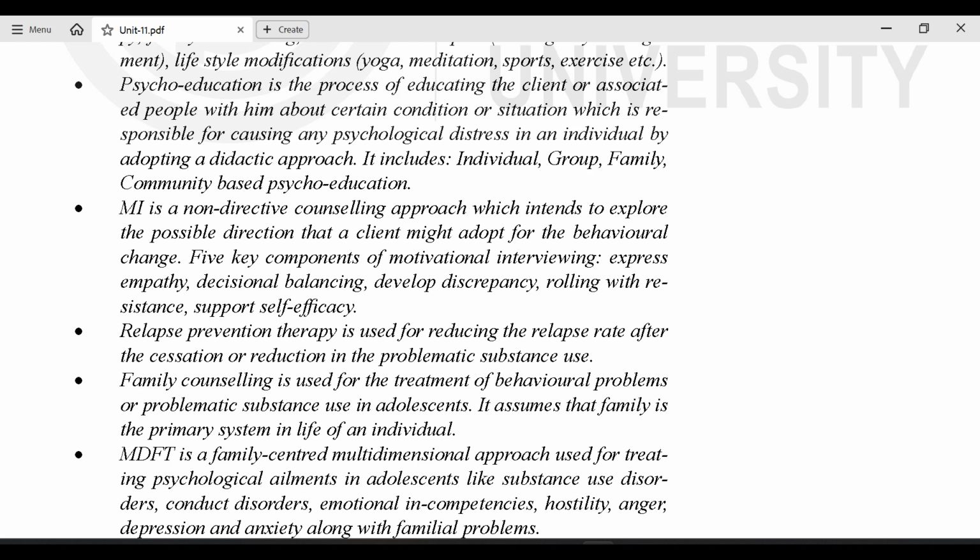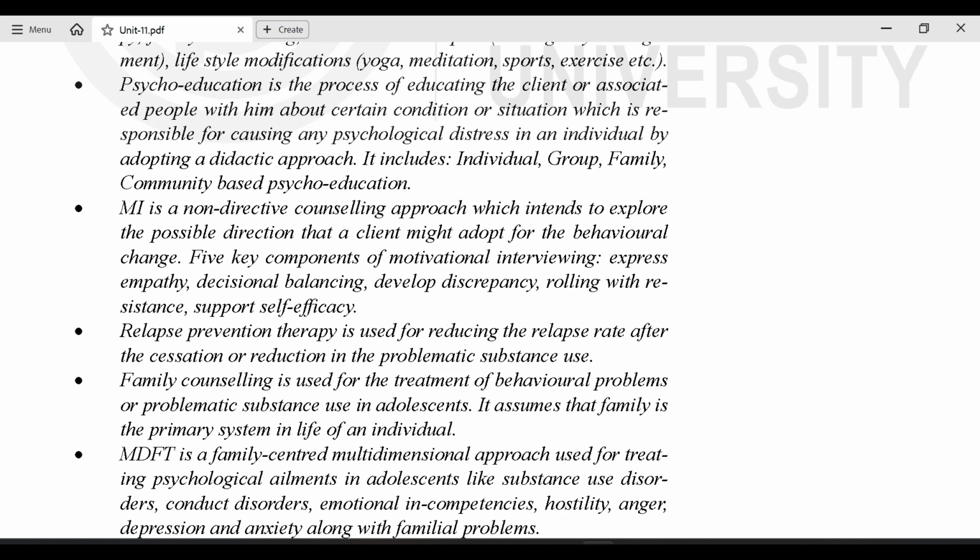MI is a non-directive counseling approach which intends to explore the possible direction that a client might adopt for behavioral change. 5 key components of motivational interviewing: express empathy, decisional balancing, develop discrepancy, rolling with resistance, support self-efficacy.